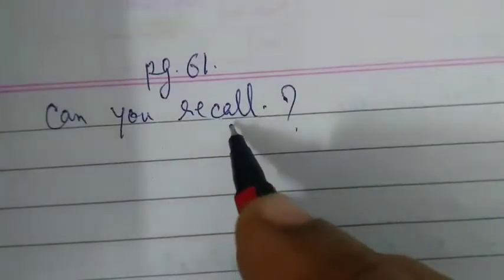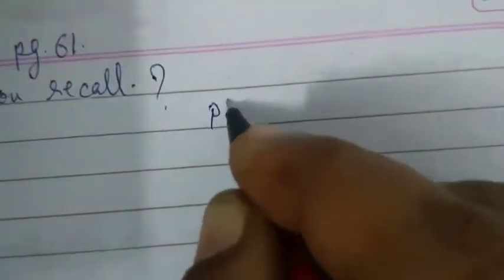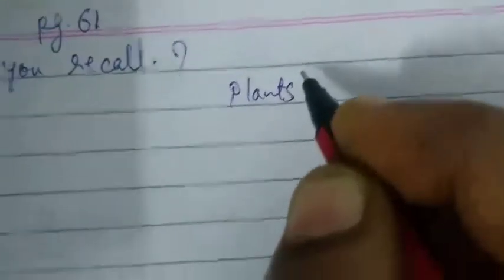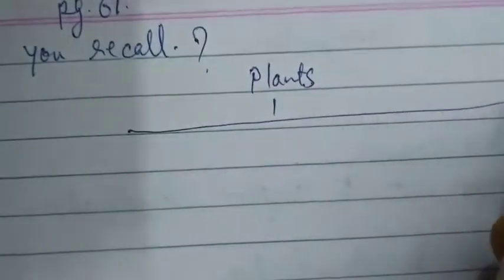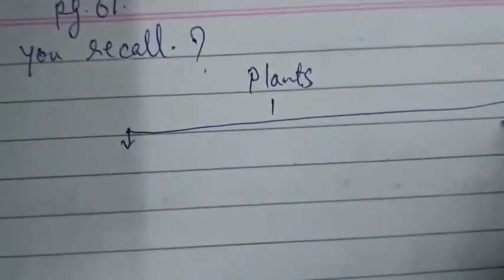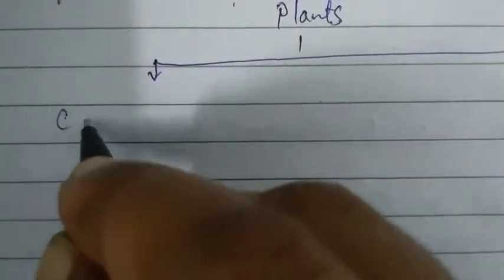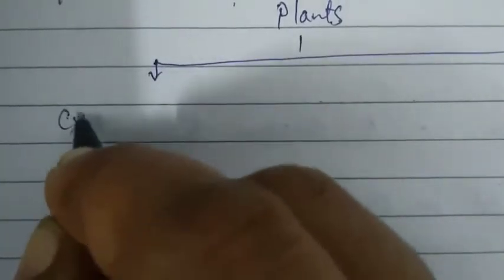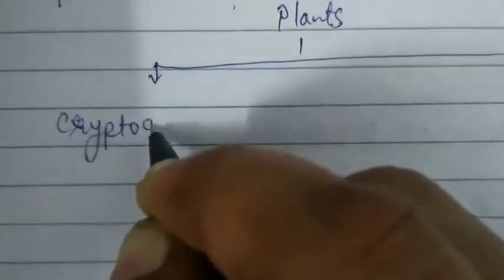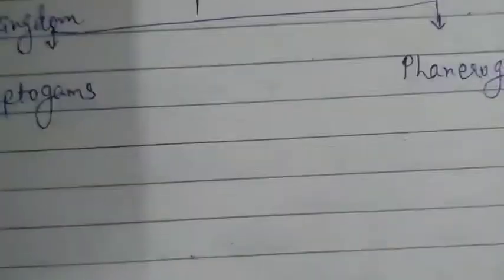Now, can you recall? There's a question for you on page 61. How are the plants classified? Last year we have studied plants are classified into subkingdoms, that is cryptogams and phanerogams. These are the divisions. These are subkingdoms. Subkingdom, cryptogams and phanerogams. On what basis they are classified?